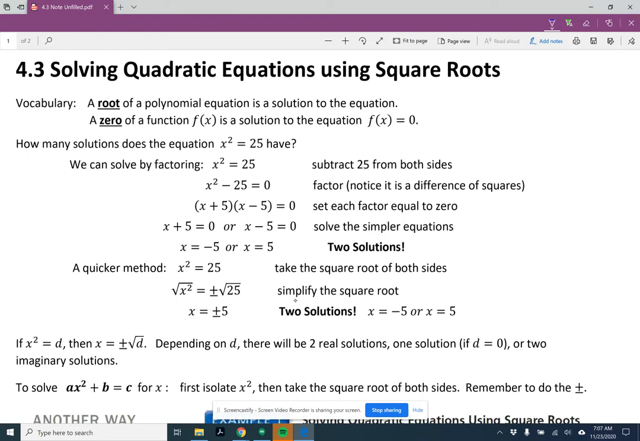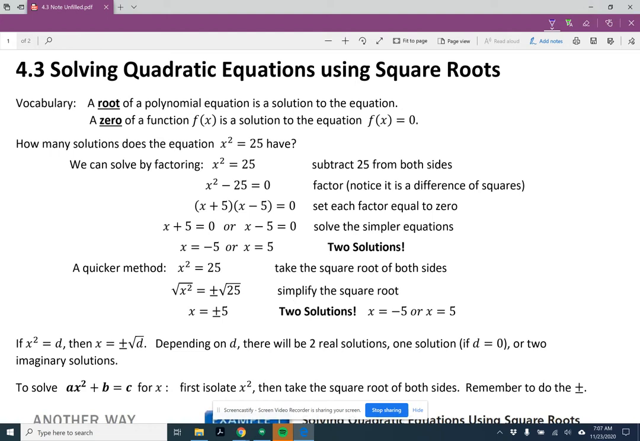And then when we talk about a zero of a function f of x, it is a solution to the equation f of x equals 0. So again, a root is a solution to an equation. A zero of a function is a solution to an equation.